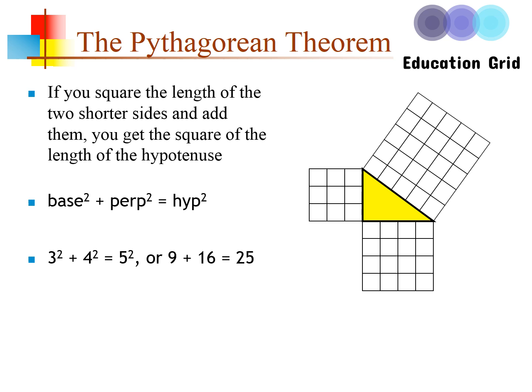As an example, let's say the base is 3 and the perpendicular is 4. So the hypotenuse will be 5 because 3 square plus 4 square is equal to 5 square. 9 plus 16 is equal to 25.